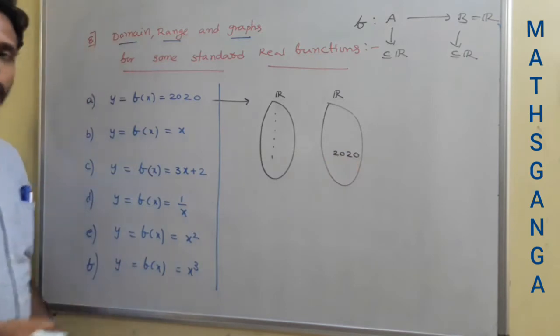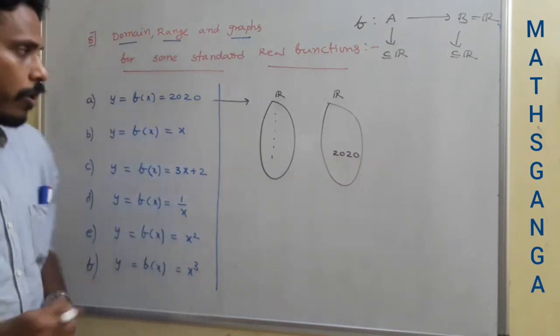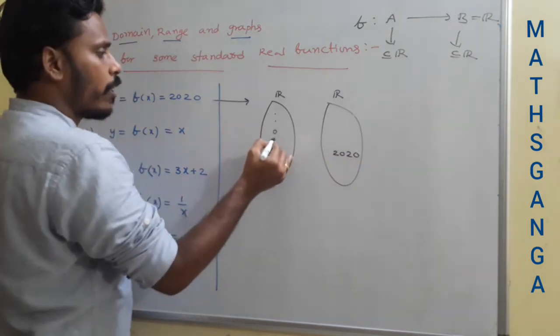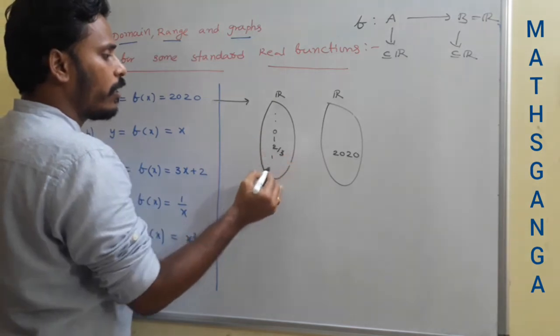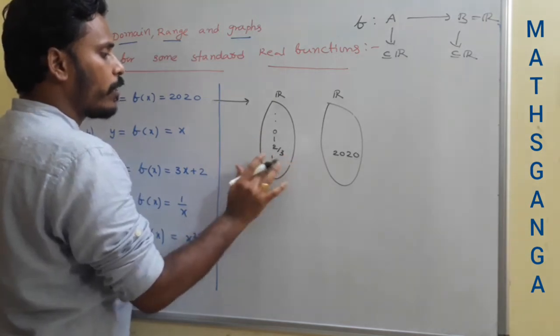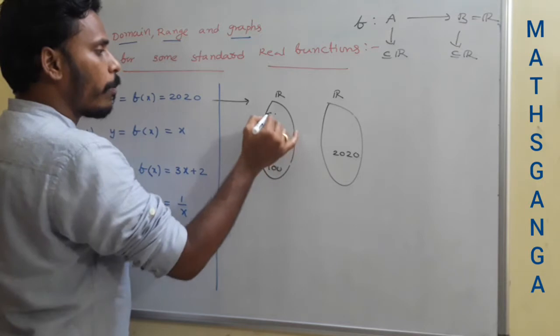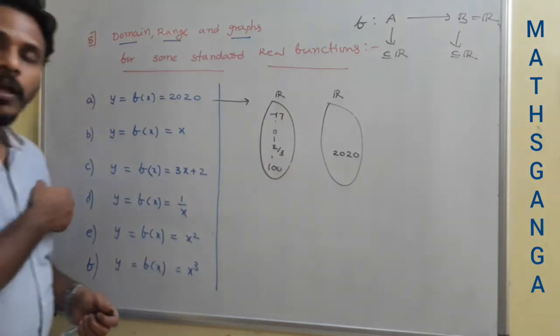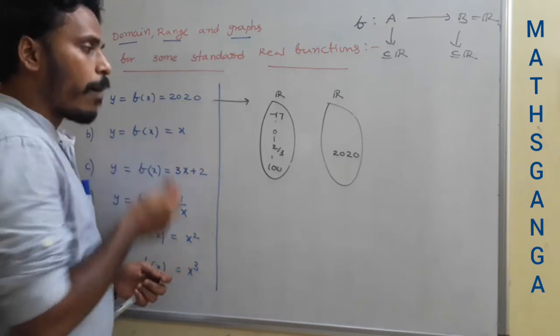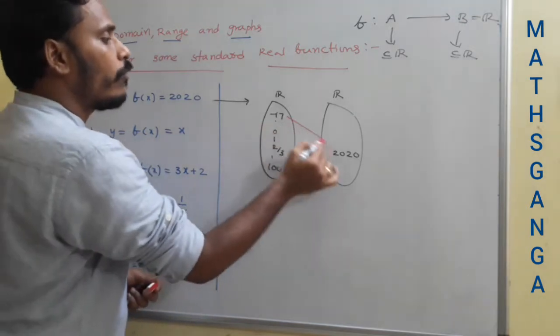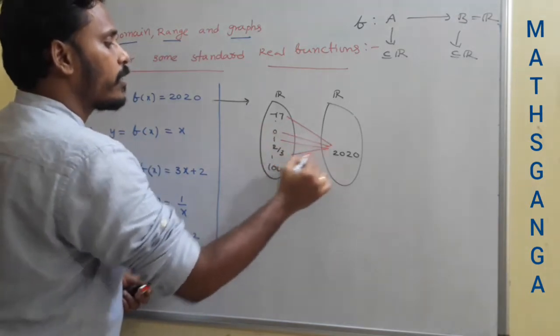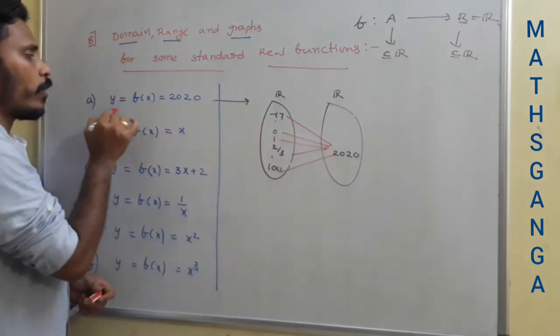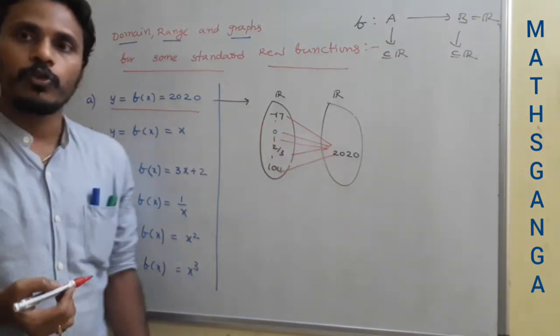Somewhere we have 2020. As per this logic, you may take 0, 1, or 2 by 3, or minus 100 or minus 70. Like that, there are different numbers in the first set. All of them are just mapped to 2020 only. Okay, that's the definition of y is equal to f of x is equal to 2020.